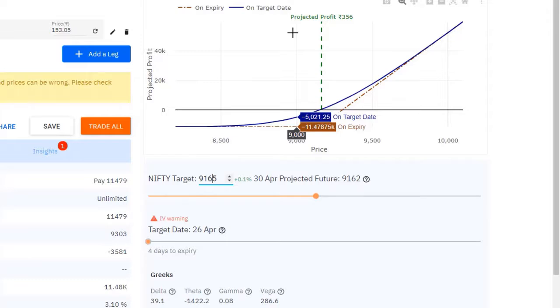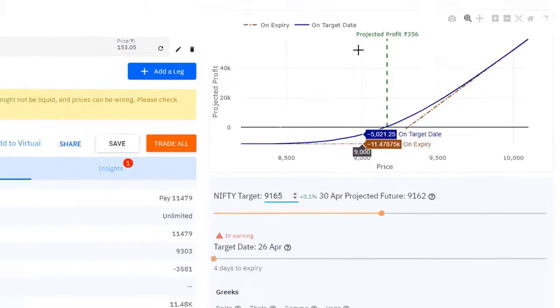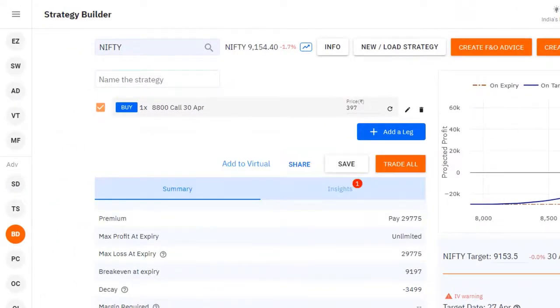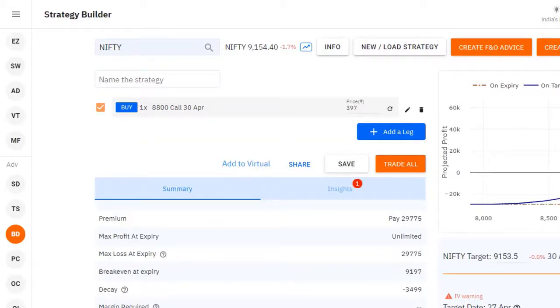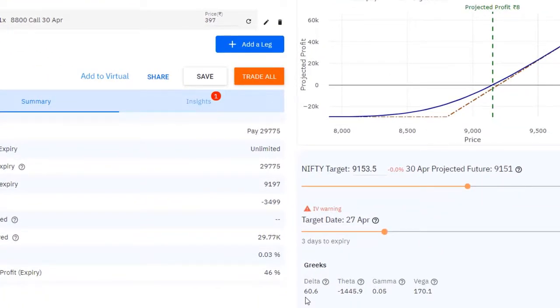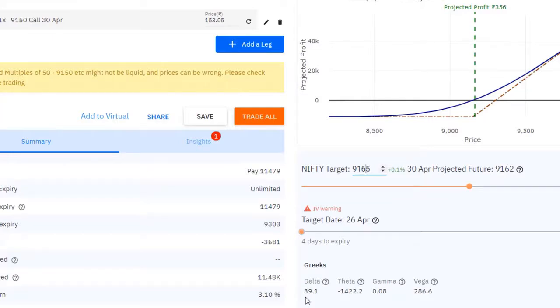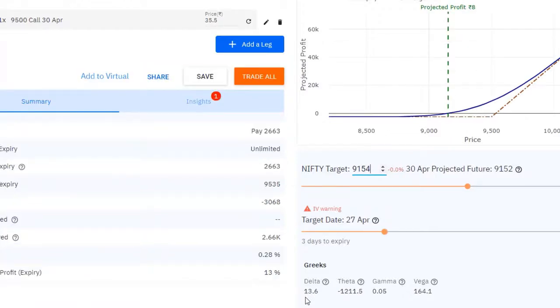How does delta vary with different strike prices? To illustrate that, we have a comparison between 3 strikes, 8800, 9150 and 9500. This is an in the money option, this is an at the money option, this is an out of the money option. So an in the money option has a delta of 60, which is almost equal to that of a future. An at the money option has a delta of around 40, which is half that of a future. And this option, which is 9500 OTM, has a delta of 13, which is very low, almost around 1/6 of that of a future.